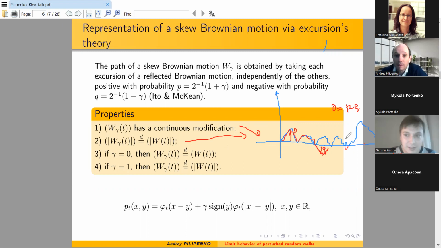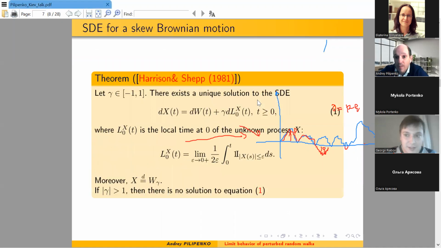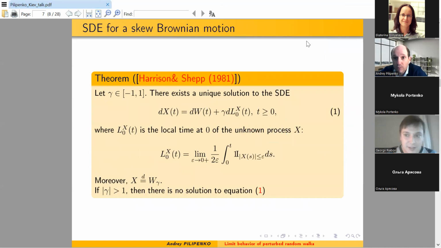And the next question is the following. Maybe you have some stochastic equation for skew Brownian motion. And yes, it is possible. It can be proved that skew Brownian motion is a solution to the following stochastic differential equation with the local time of this process X. This local time is the symmetric local time.